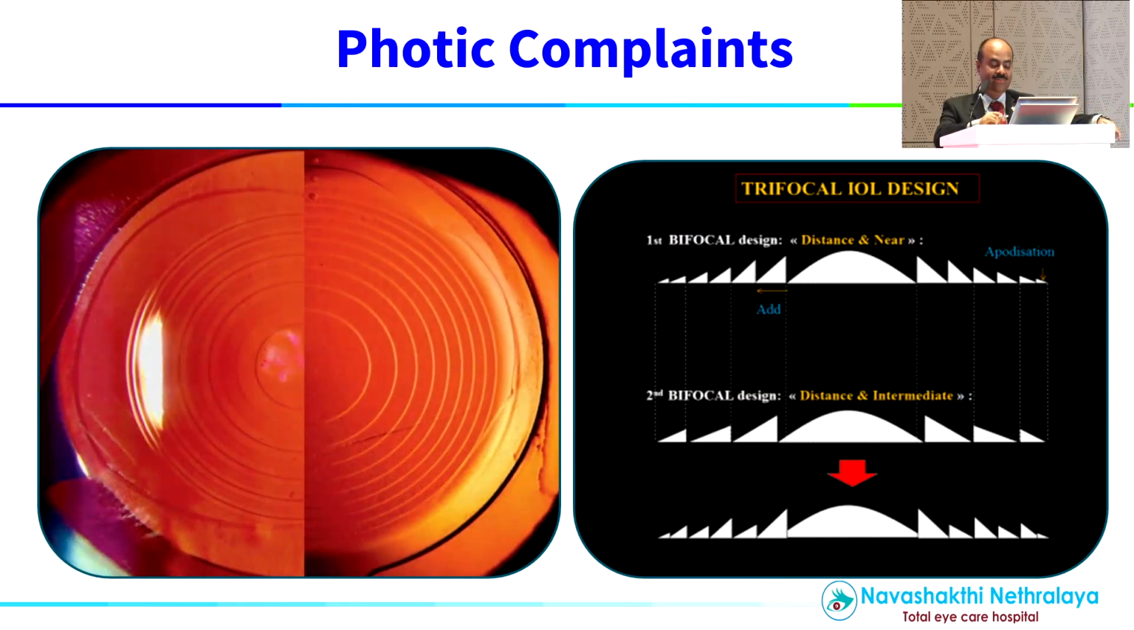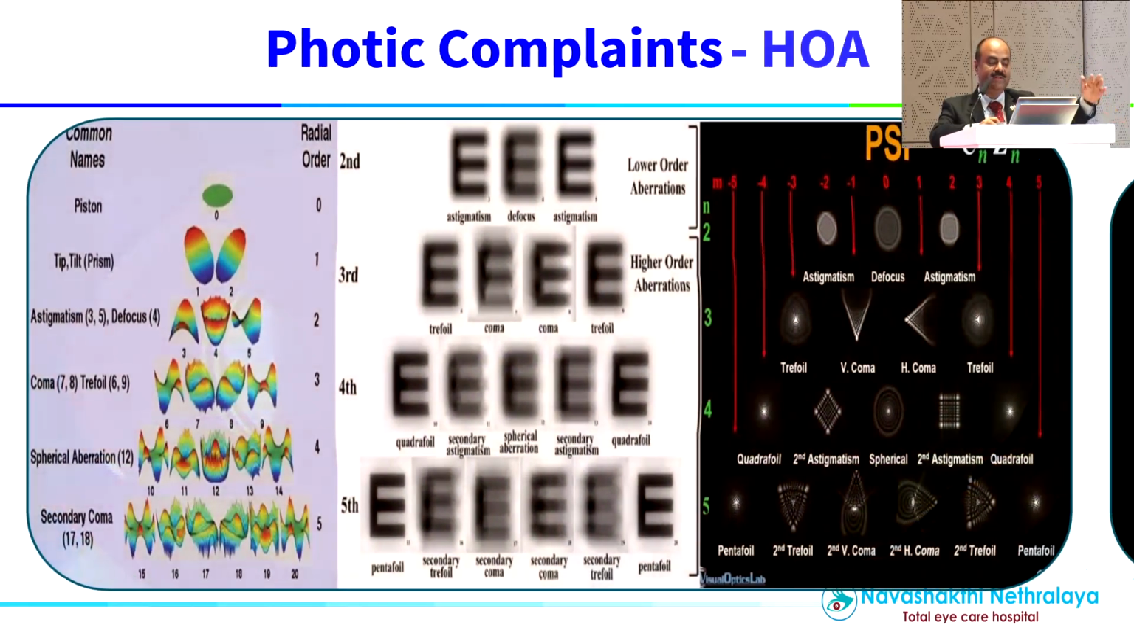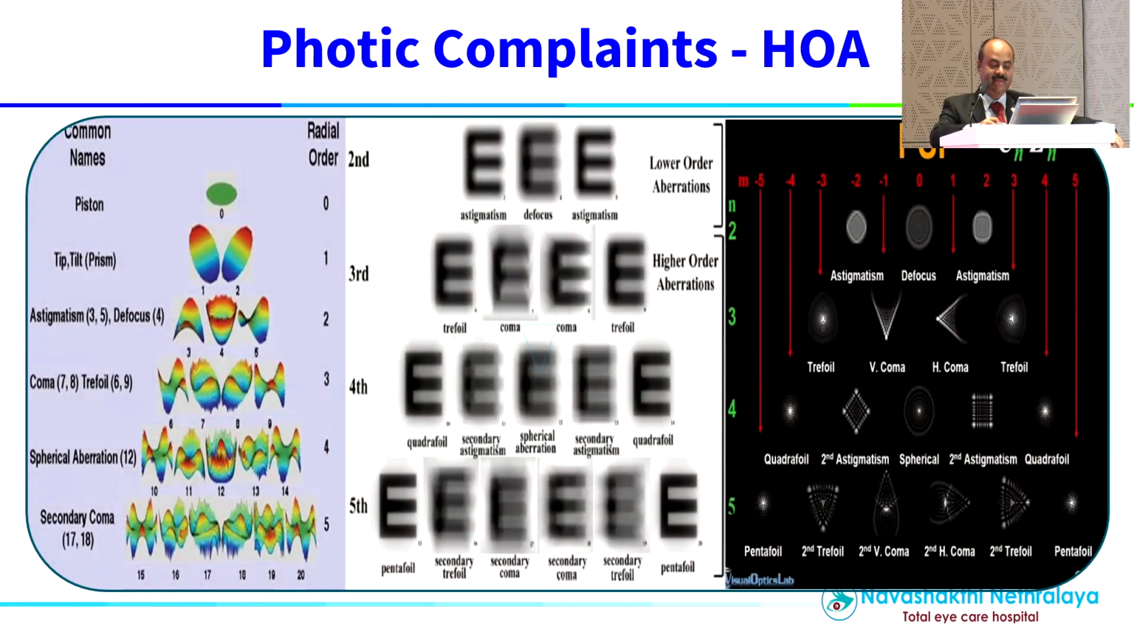As I told you, photic complaints are very few with a trifocal IOL, more with a monofocal IOL, because the 16% loss of light which causes this dysphotopic phenomenon is mostly used for intermediate vision, hence there's only a 4 to 5% cause of photic phenomenon. Despite this, it can happen.